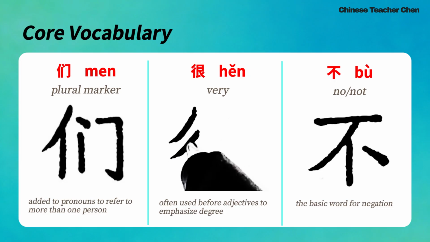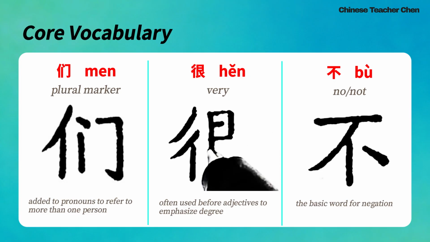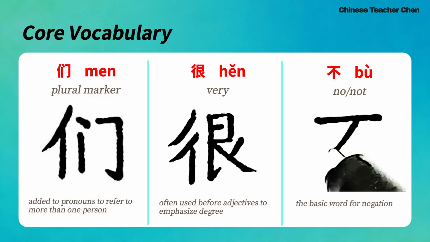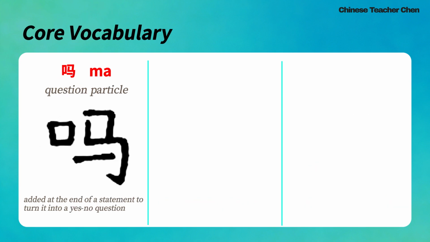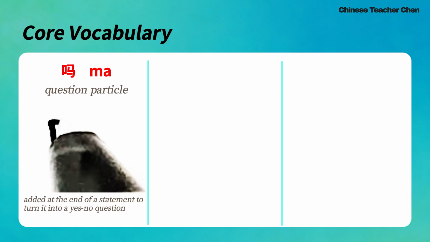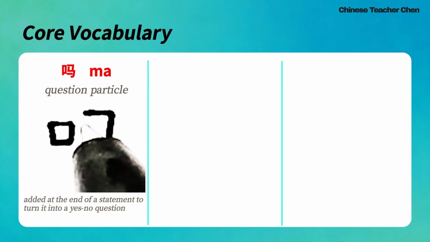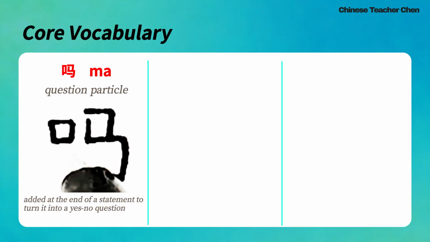很 means very. We use it before an adjective, like good, to emphasize it. 不 sounds like boo. It means no or not. It's the basic word to make something negative. 吗 is a question particle. You add it to the end of a statement, and it turns the sentence into a yes or no question.